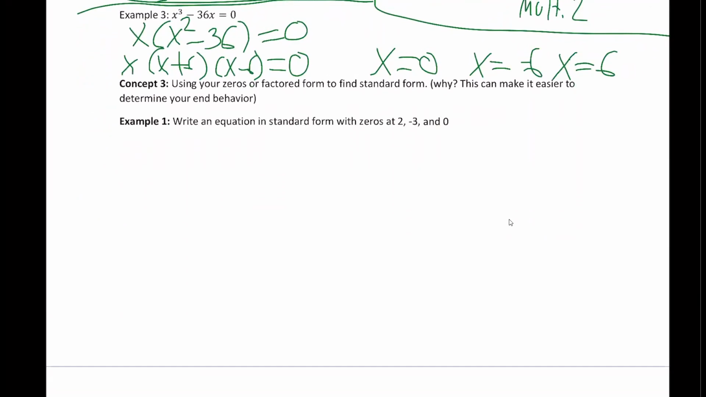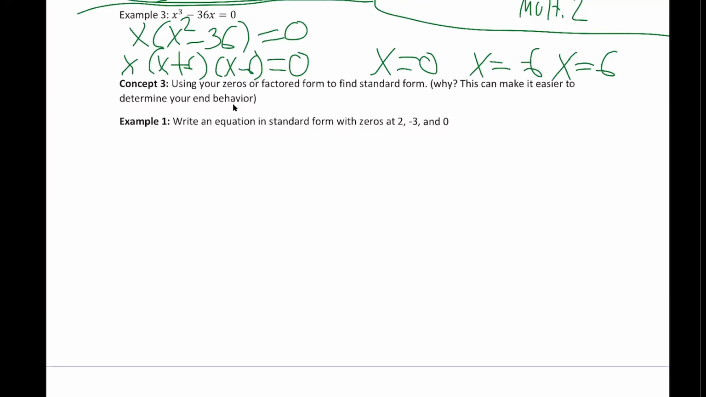Before we get on to that, we'll take a segue with this concept 3. Another thing we often want to do is, if we know our zeros, either from a graph or if they just tell us what they are, we want to first write it in factored form and then multiply it out to get our standard form. And you might be wondering, why would you want to find standard form in the first place? Well, if you remember what we saw last week, if we know our function in standard form, we can figure out what the end behavior is. We'll work this one out and talk about the end behavior.